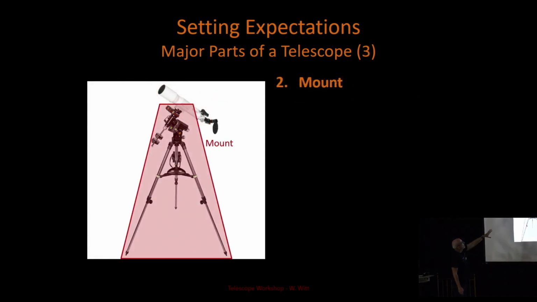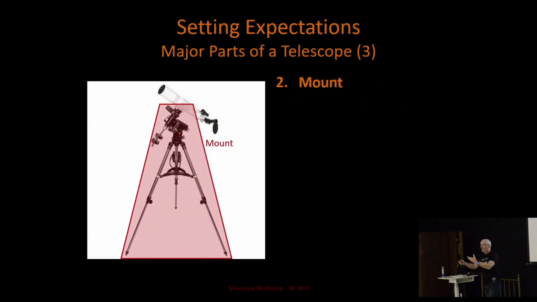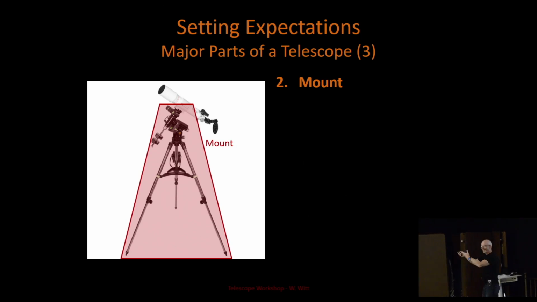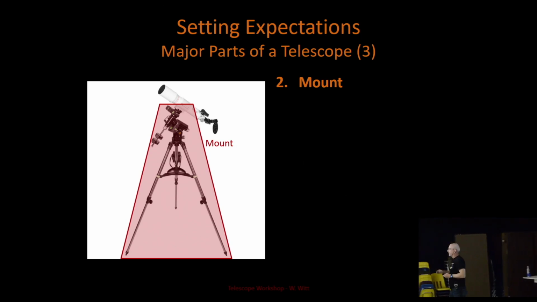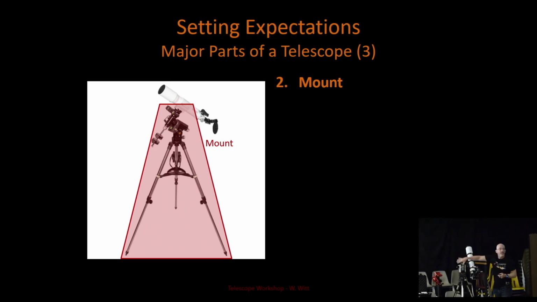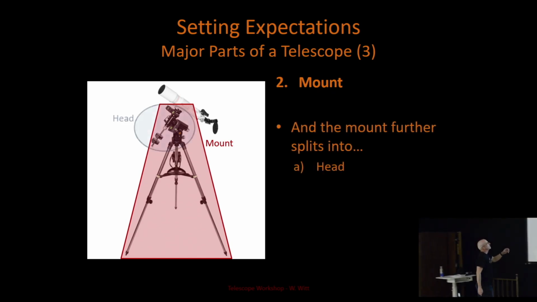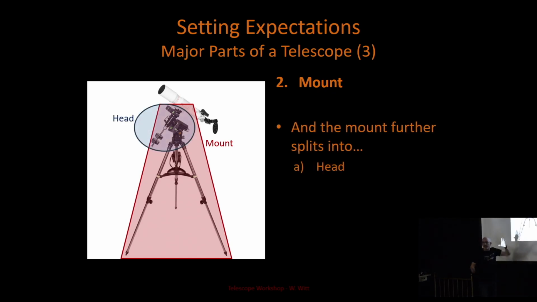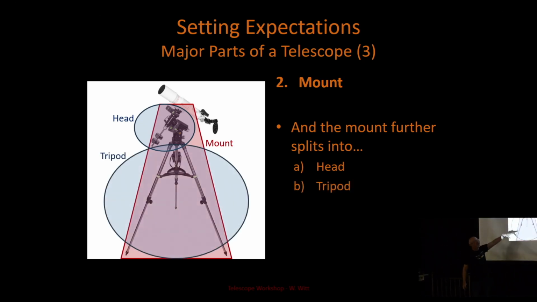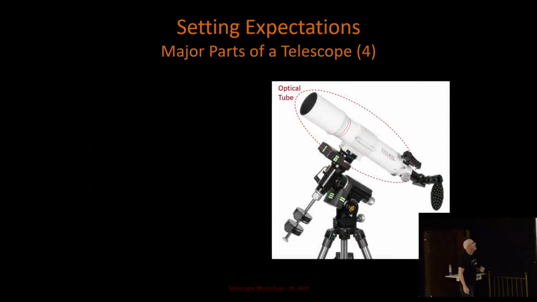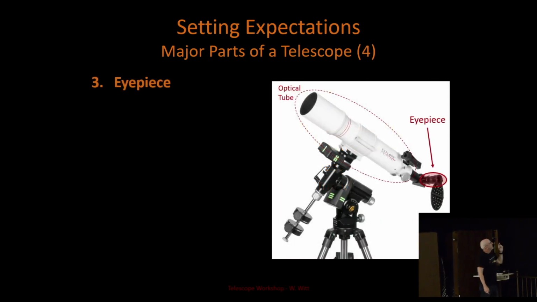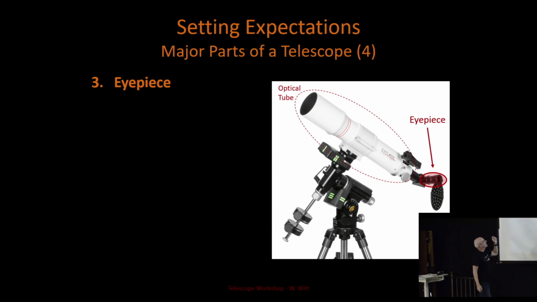And then the optical tube has to sit on something, right? It's not sitting on the ground. It's not hovering, right? There's something to hold it up. And that's, in this case, this guy here, we call that the mount. And the mount breaks into two pieces. The mount head that allows the telescope to be swiveled and pointed. And the whole thing then is sitting on some tripod or something to hold it up at the right height from the ground.